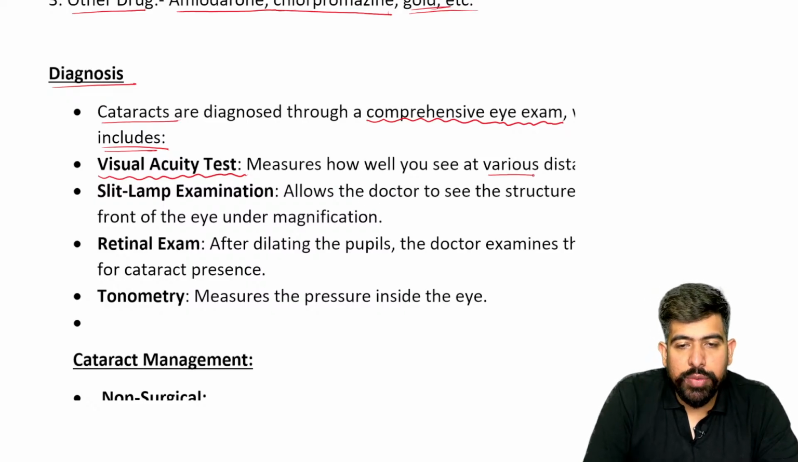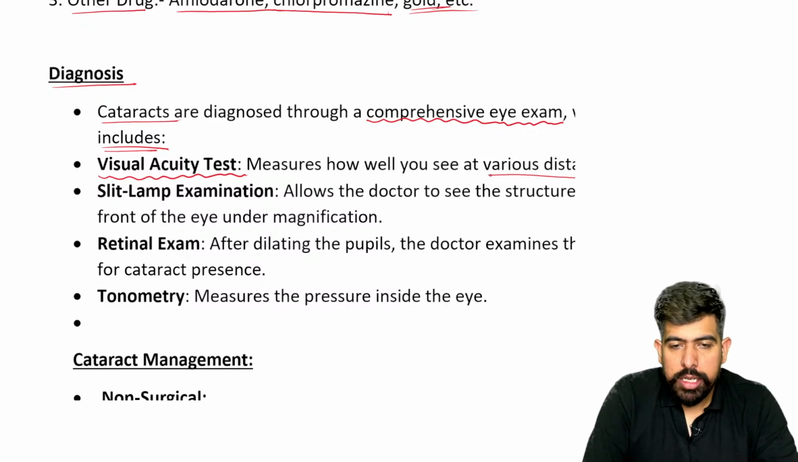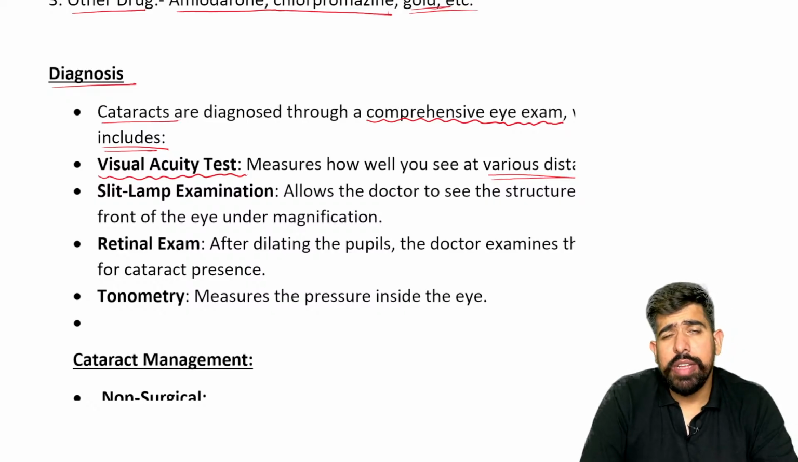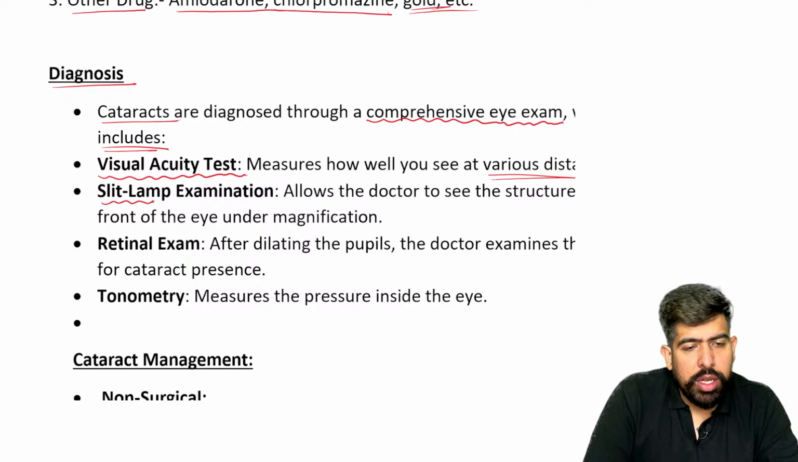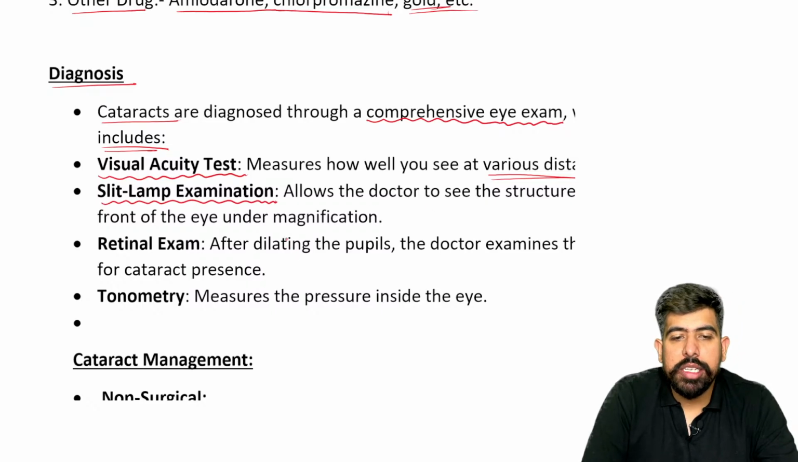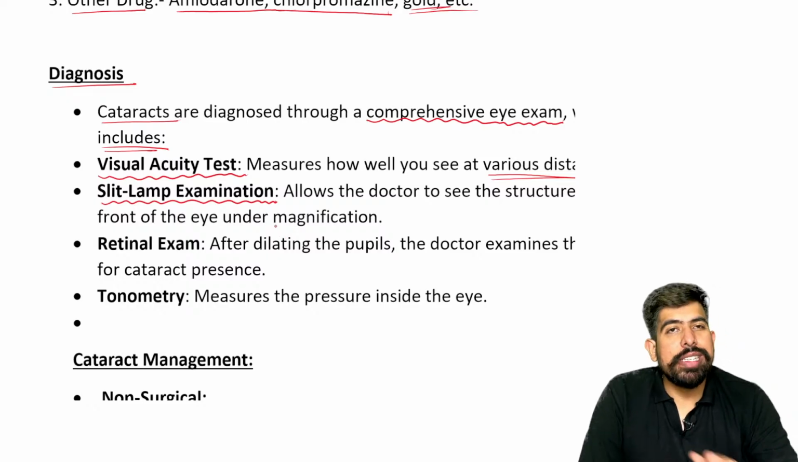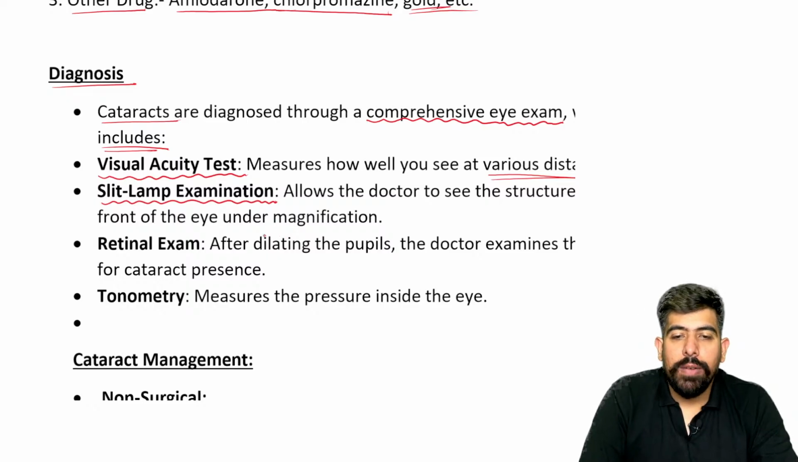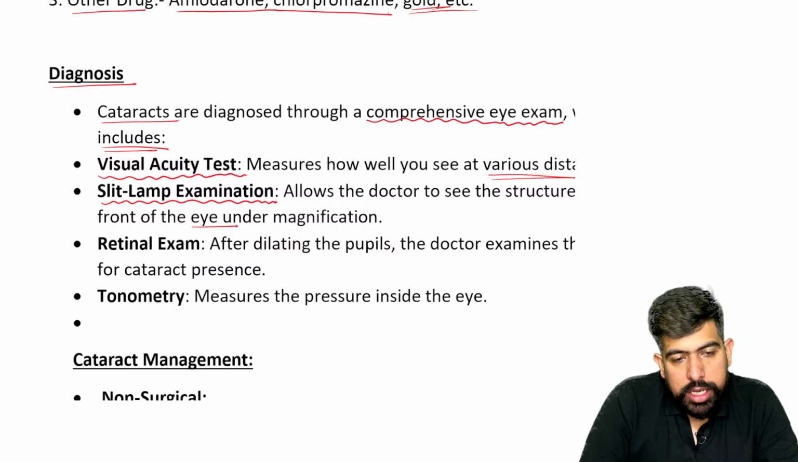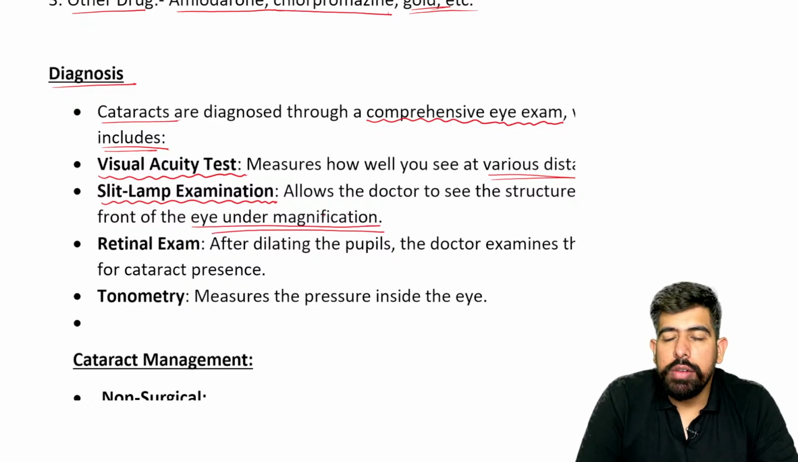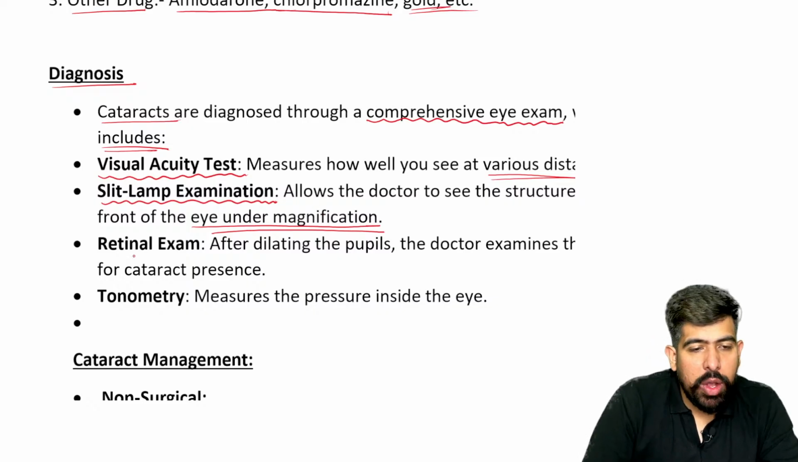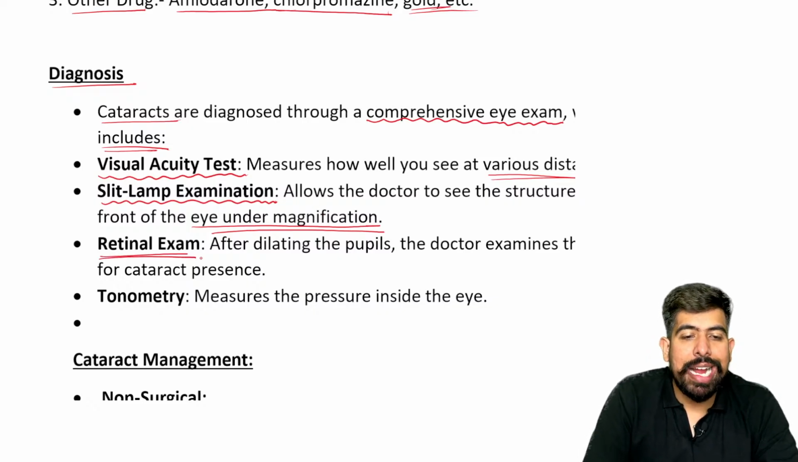So we have to see from various distances. We have to do the visual acuity test. Also, we have to do the slit lamp examination. This will allow the doctor to see all the structures of the eye under magnification. So we're going to see the magnified vision of your lens, right? Also, we're going to do the retinal examination.